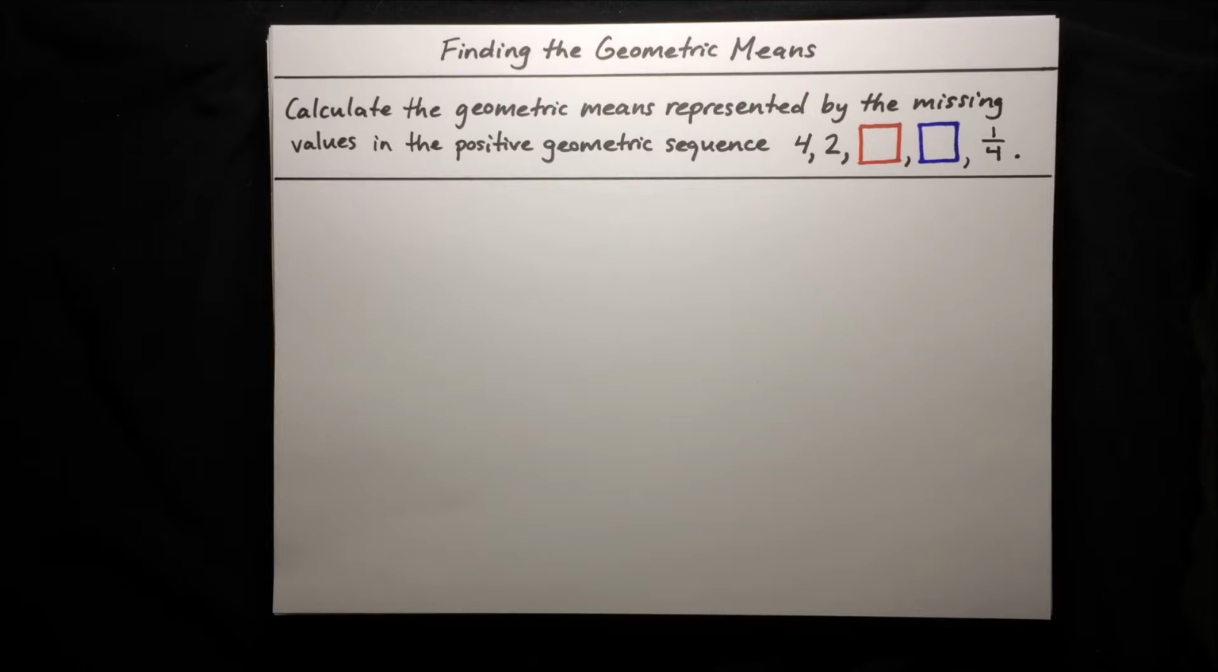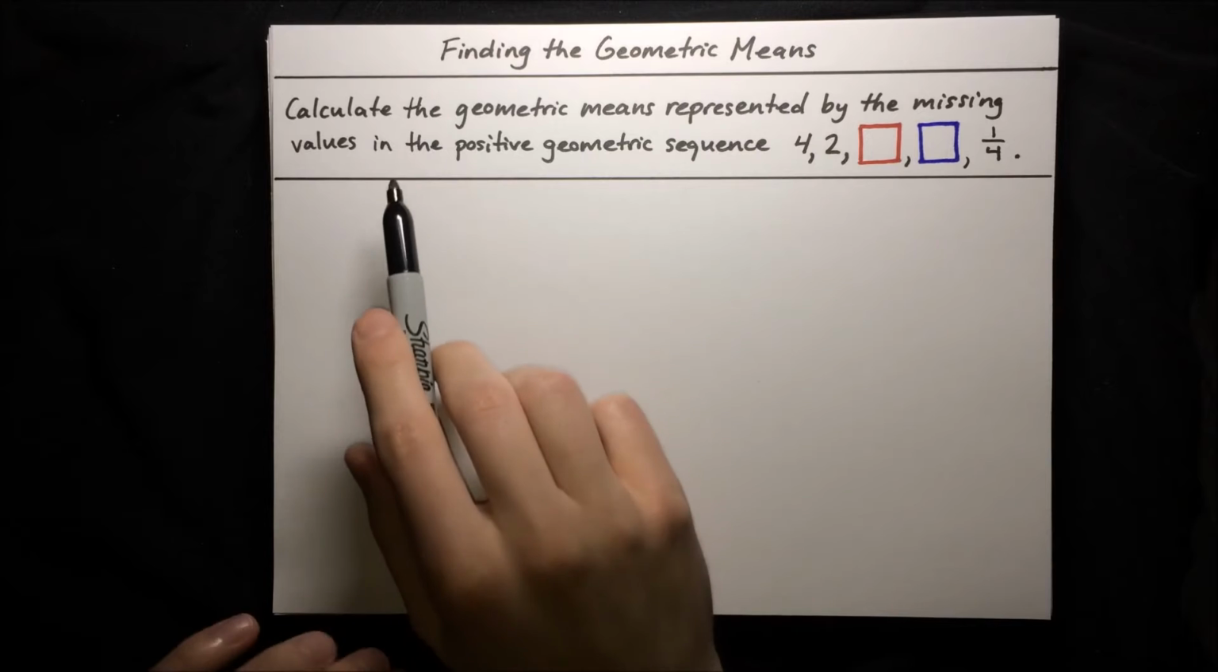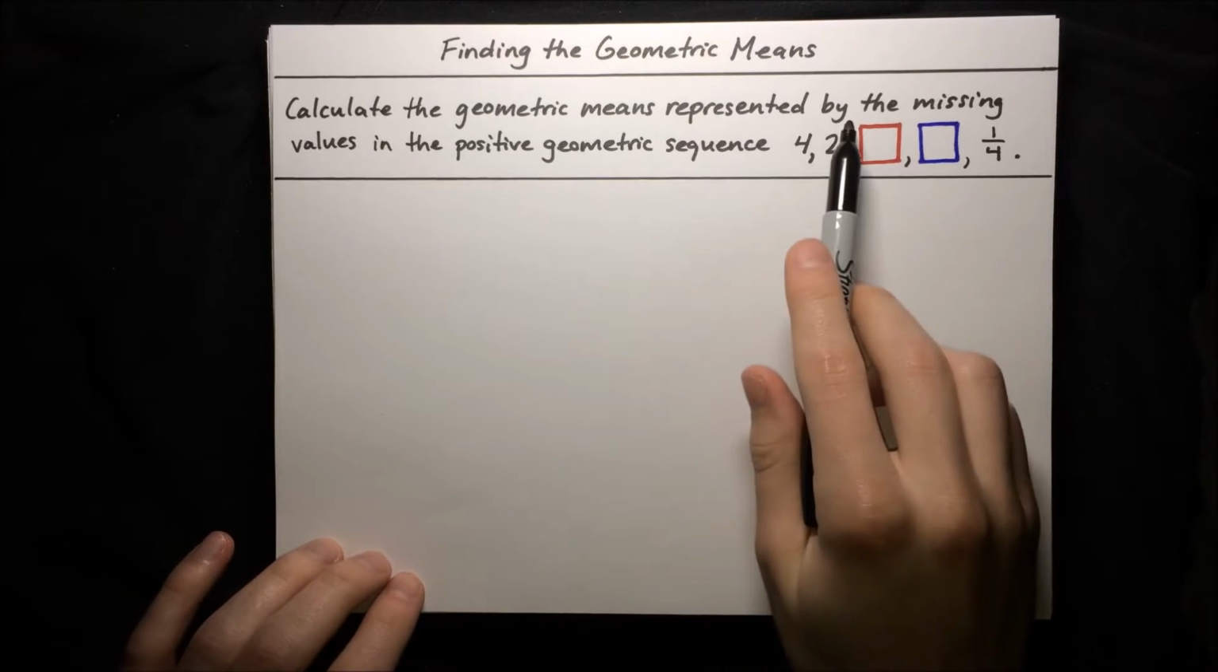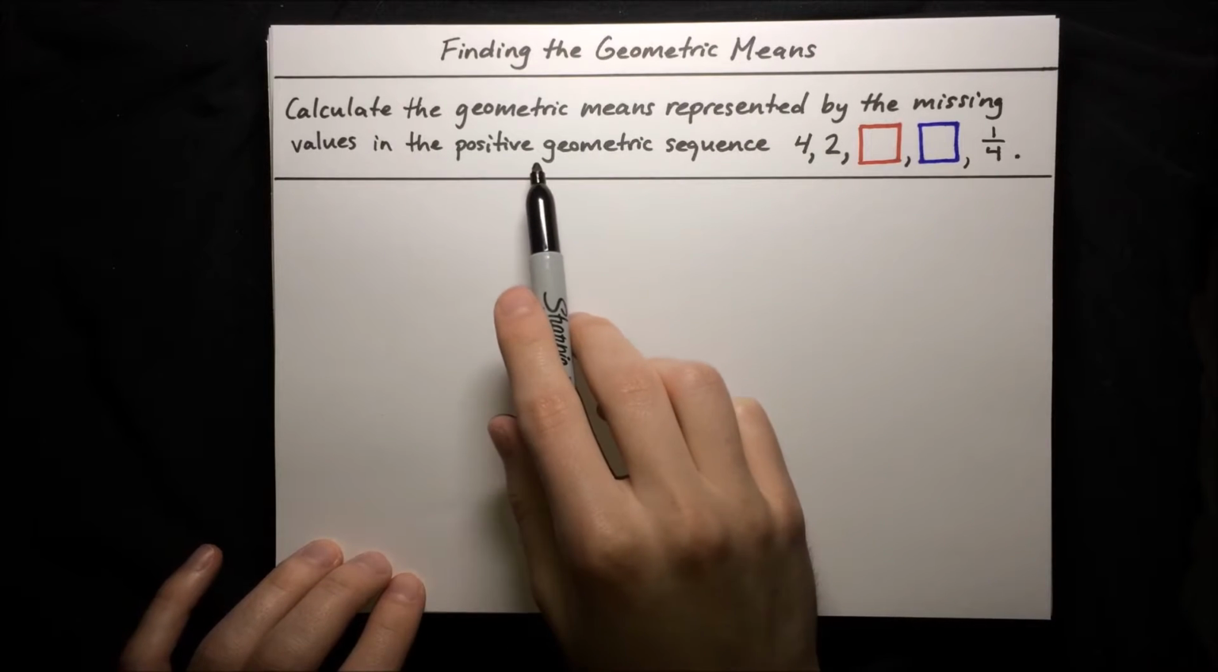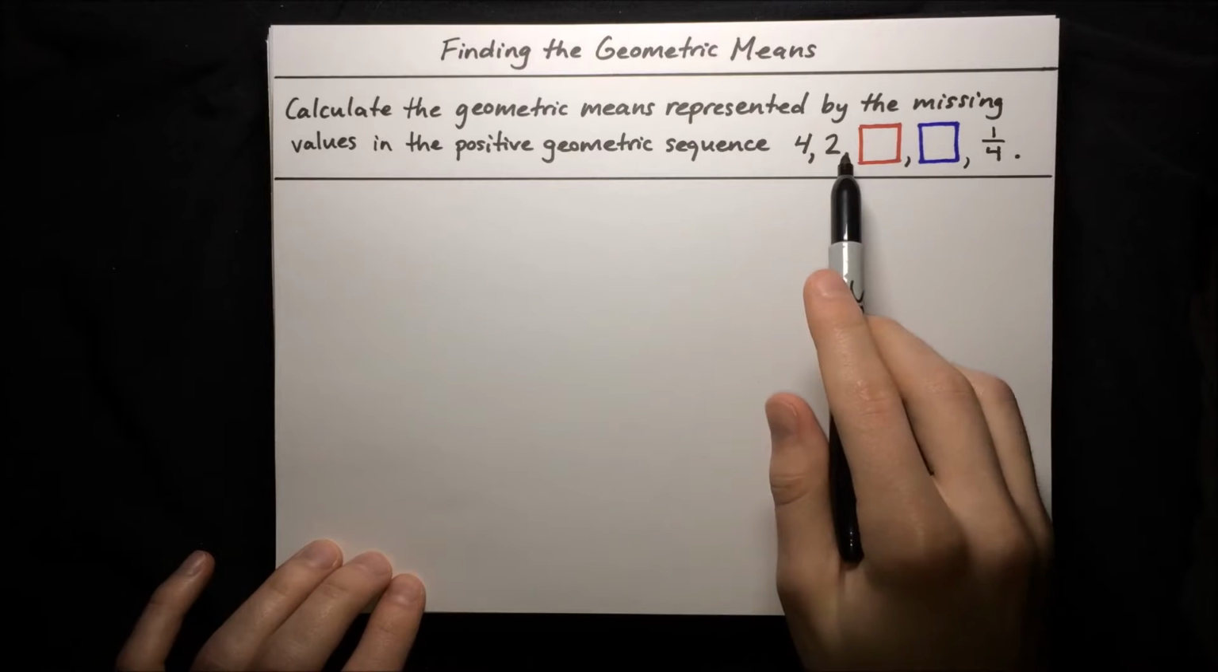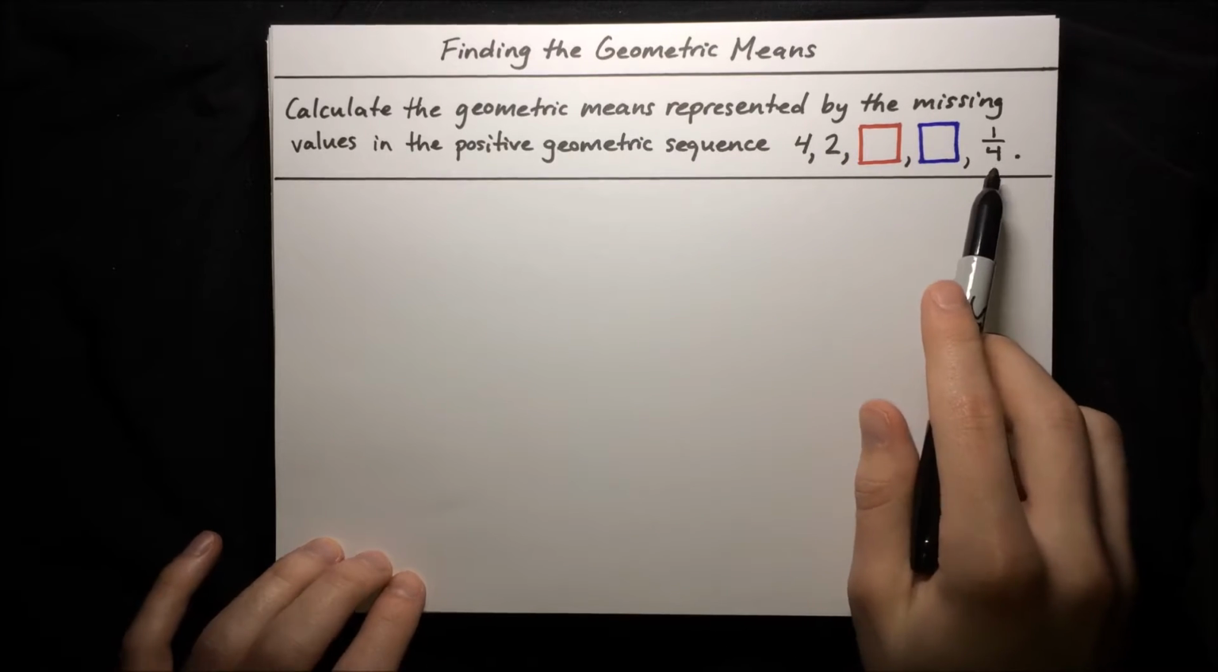In this video, I'm going to show you how to find geometric means. So in this first example, we want to calculate the geometric means represented by the missing values in the positive geometric sequence 4, 2, something, something, 1/4.